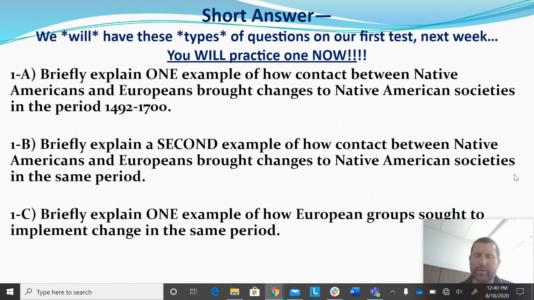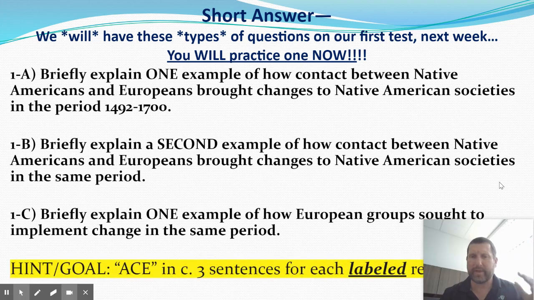And let's take a look at not just how to write about it, but what we can include. About three sentences for each response is what you should do. We should ACE: we want to answer, cite, explain. That's what we mean by ACE.